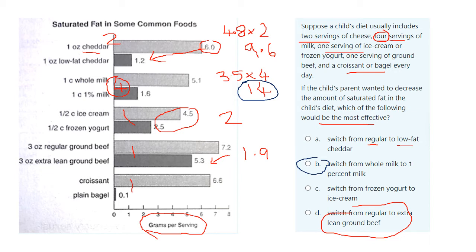The key on this is that you have to see that there are 2 servings, 4 servings, 1 serving. And so after you work out the difference, you have to multiply by the correct number of servings, because you've noticed that this is per serving. Per means for 1.